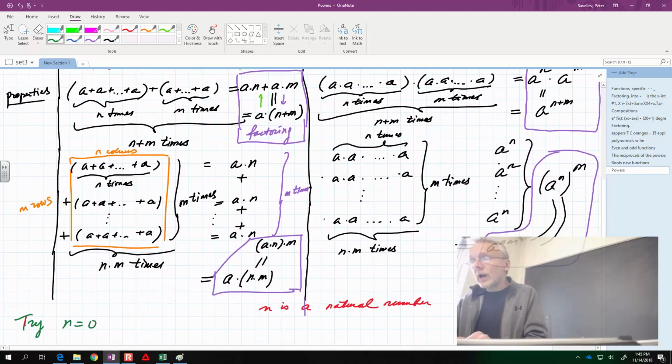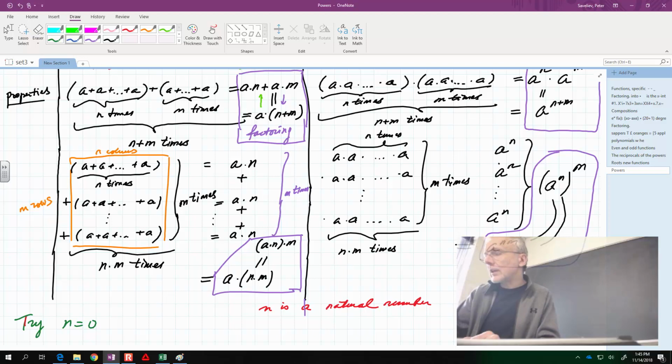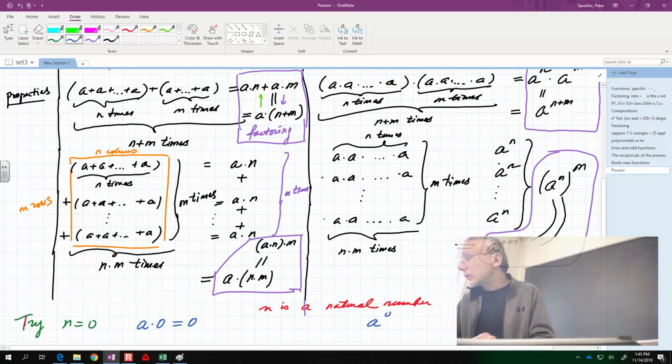Okay, so try 0. There is no such thing as repeating a 0 times. I mean, you can see that a is not there, so you can say 0 times a appears. But what if you cannot think of it as a number? Fortunately, we certainly can guess what it is. So a times 0 is 0. Okay, and then similarly, a to the 0th power. It's 1.